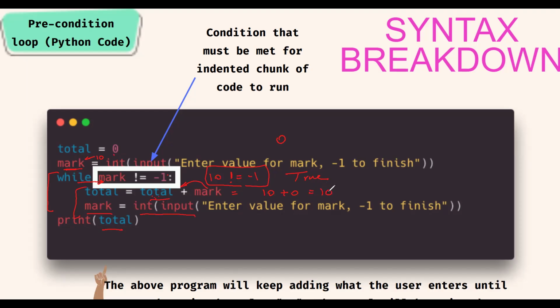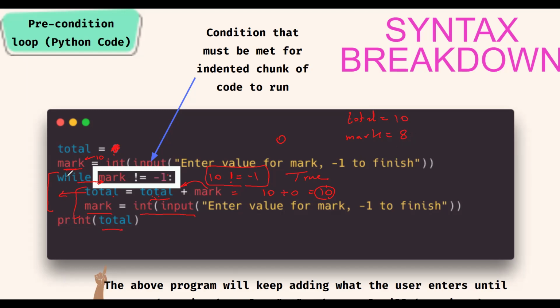That results in 10, and we store that in total. So now total does not have 0 anymore. It contains 10. And then we take another input from the user. Let's assume the user puts maybe 8 in mark.